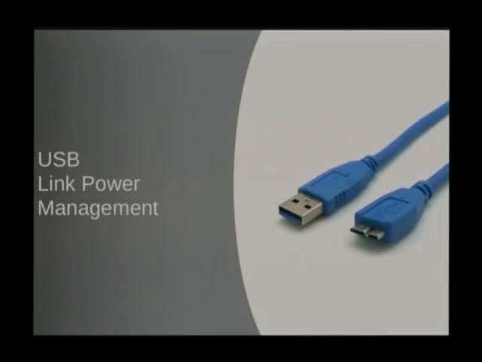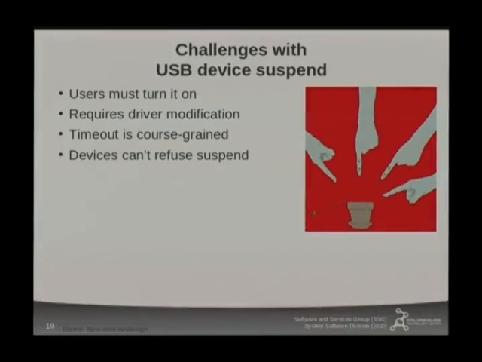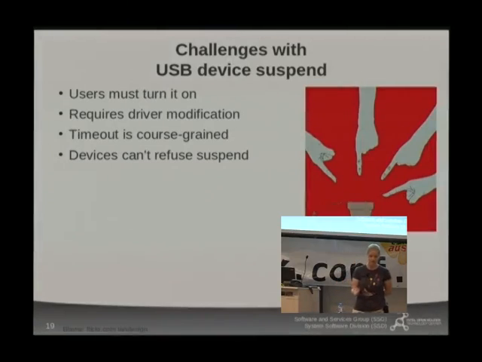So let's talk a little bit about some new USB power management features that should hopefully help a little better than device suspend. There's something called USB link power management. It was put in because there were so many challenges with USB device suspend. Basically, the user needs to go turn on device suspend because it's so broken, and it requires a lot of device driver modification. And since there are so many USB device drivers in the kernel, we're not going to get to them all in this amount of years.